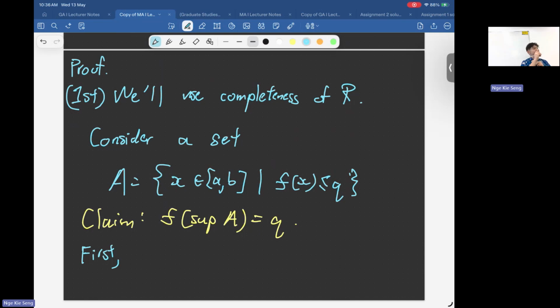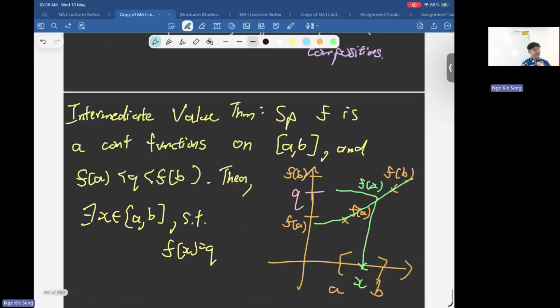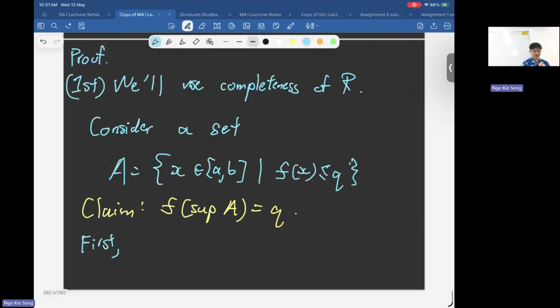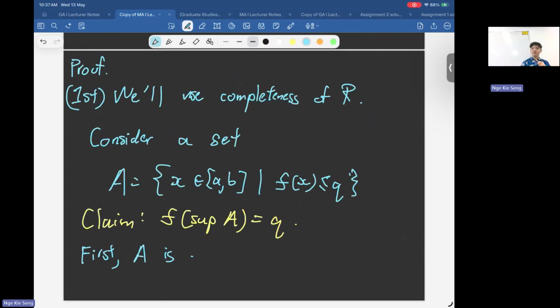Because I have a and b. Does b satisfy or not? f(b) is strictly greater than q, so b doesn't satisfy. But a satisfies, right? Because f(a) is less than q. So that means a is non-empty, because there's a inside there, since f(x) is less than q. There's at least one thing inside there. Your left endpoint is inside there already.